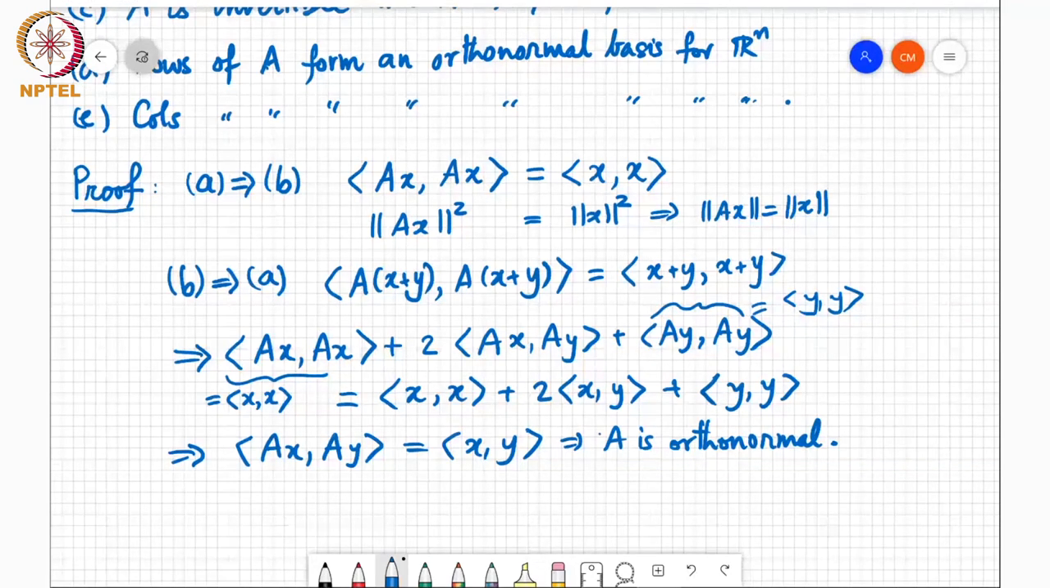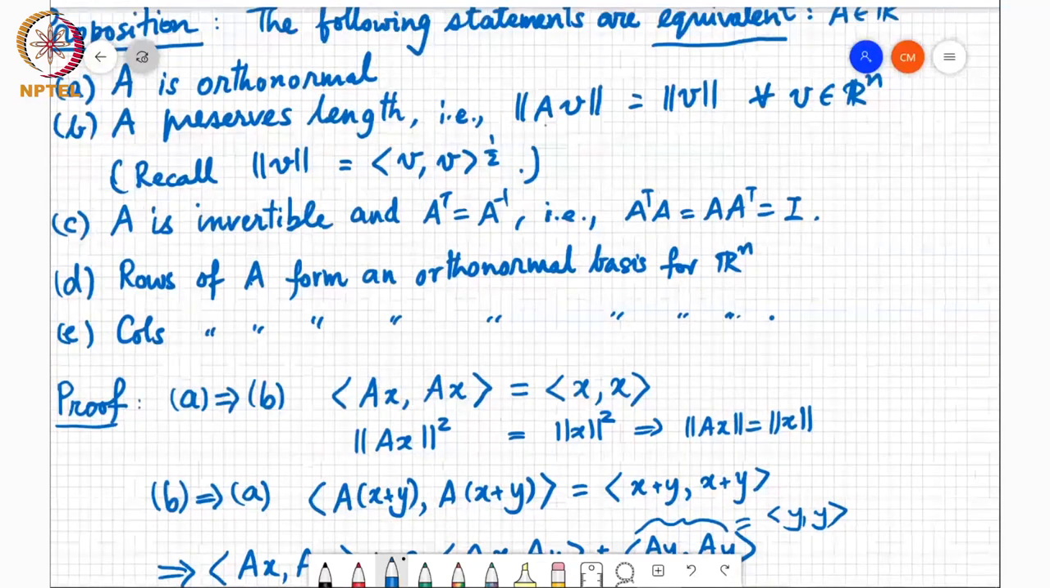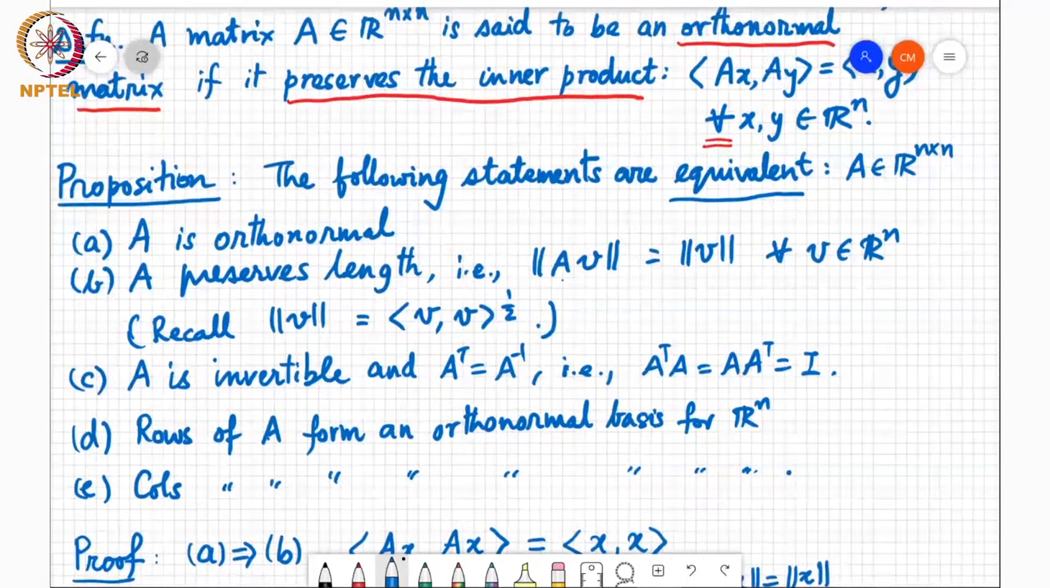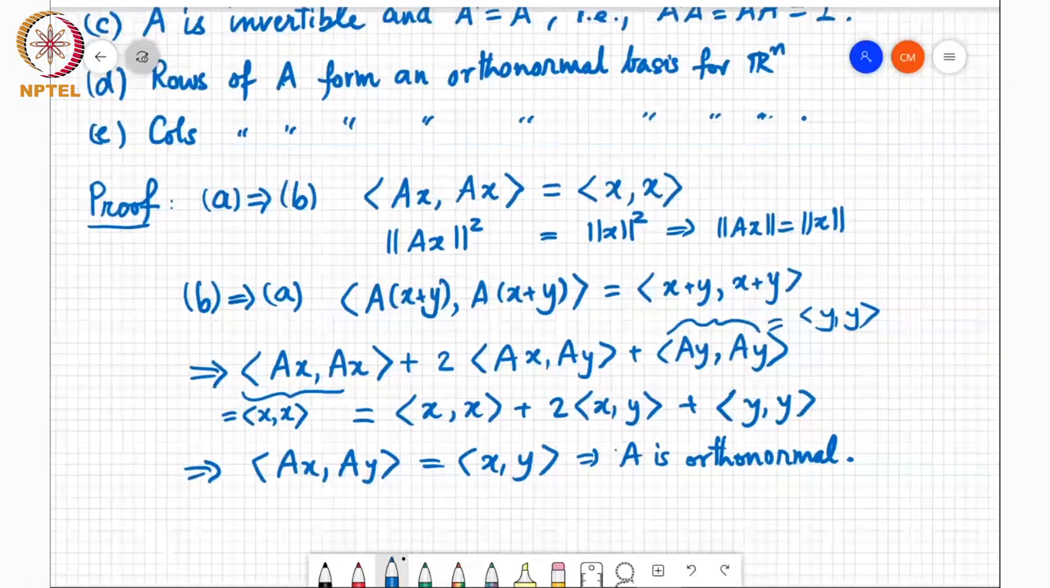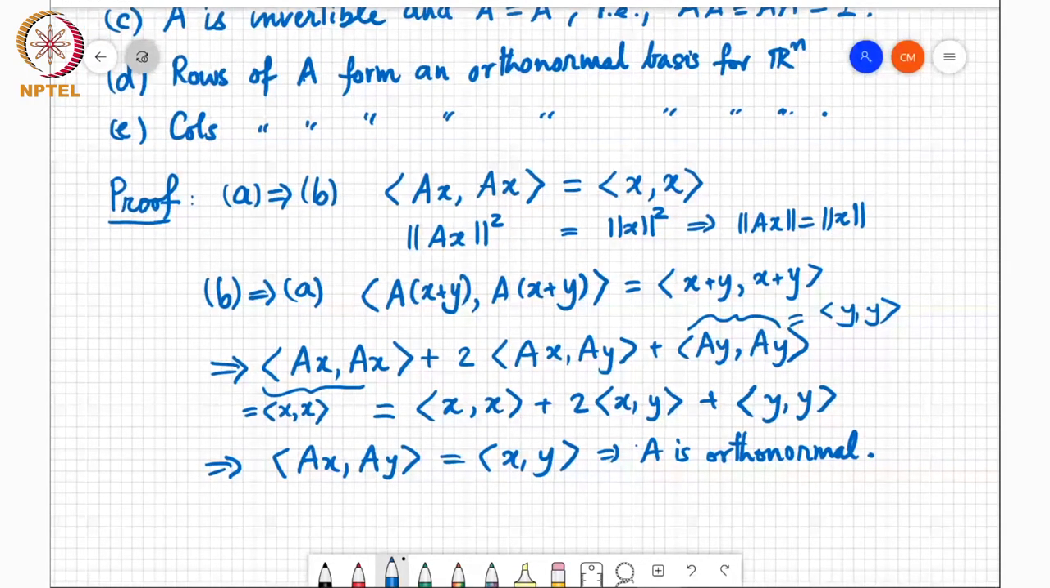So what we are trying to show here, I think it's important to pay attention a little bit to what we want to show. What we want to show is that B implies A. That is, if A preserves the length, that is, if norm of AV equals norm of V for every V in R to the N, then A preserves the inner product, that is, the inner product between AX and AY is equal to the inner product between X and Y for all X, Y in R to the N. That is what we want to show, and that's what we are doing here. It's not a difficult proof. It's very simple, but it's good to keep in mind exactly what it is that we are showing.